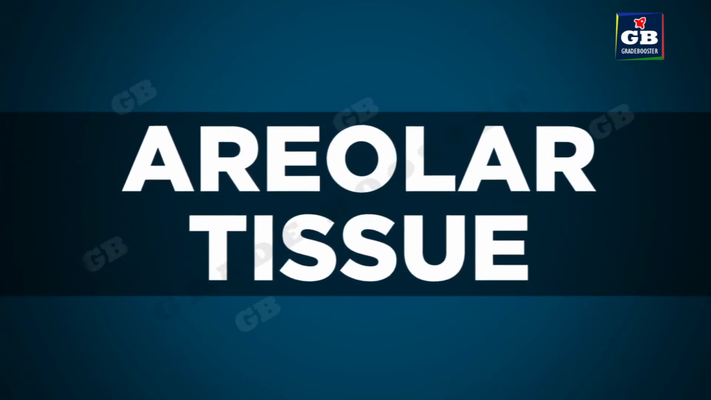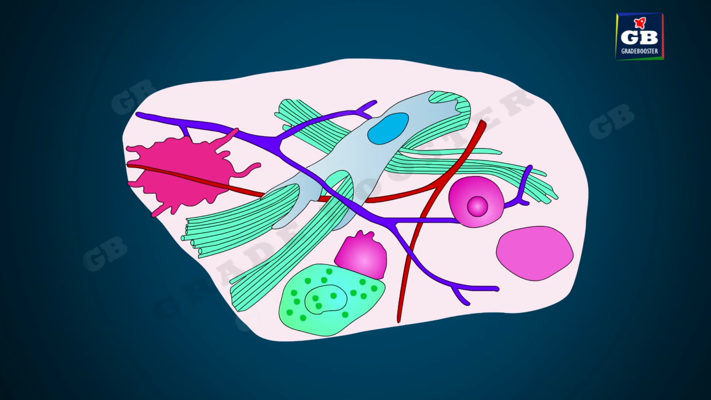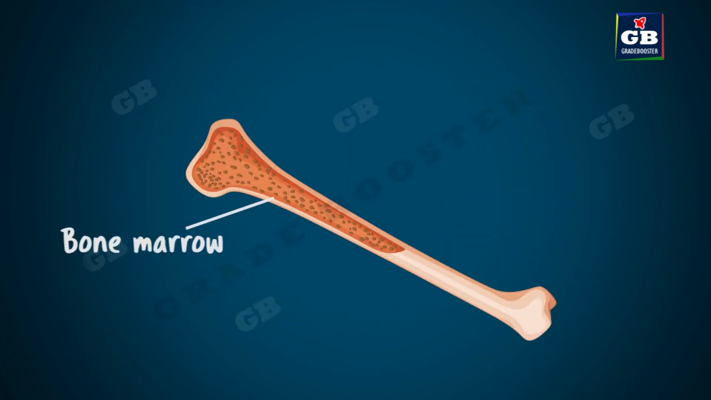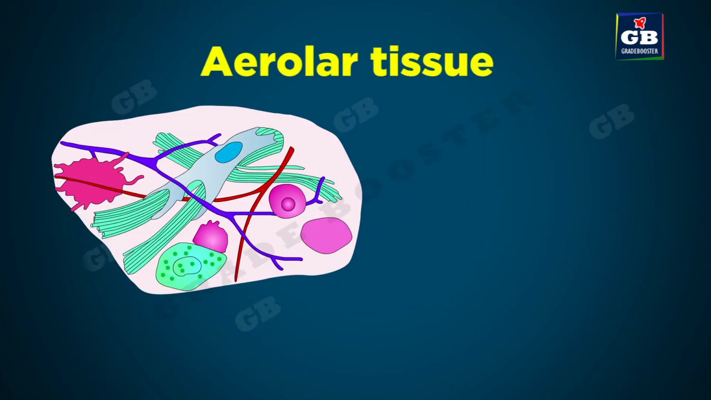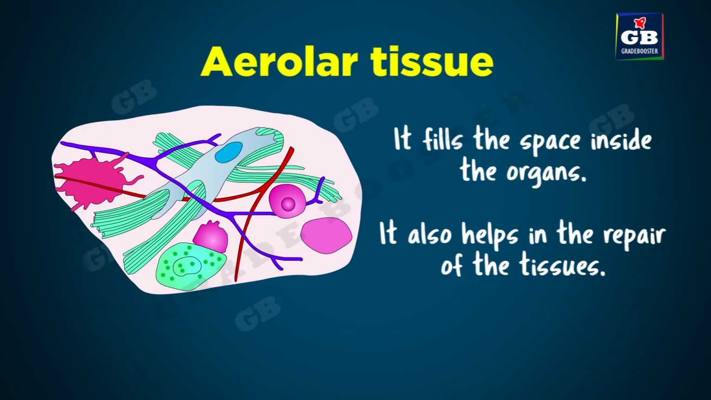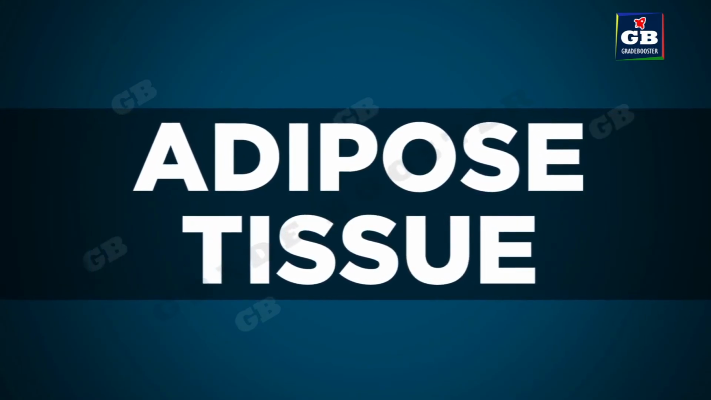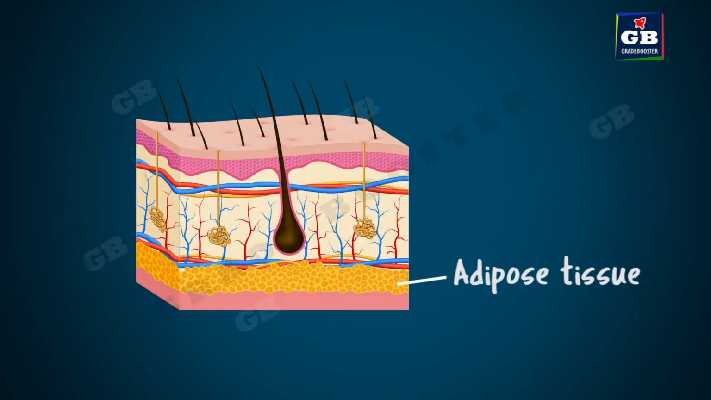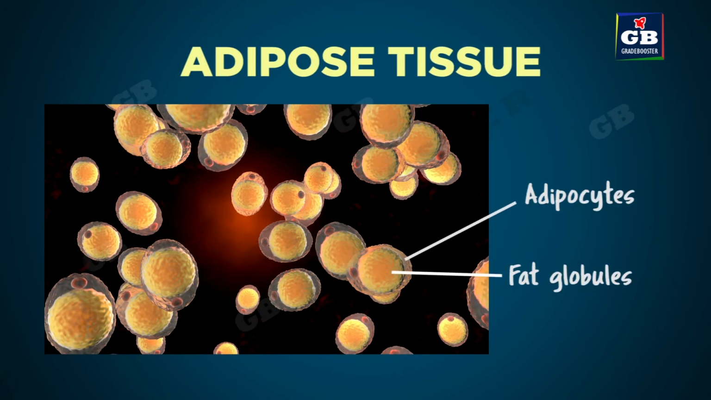The next one is areolar tissue. This tissue is present between skin and muscles. It wraps the blood vessels and nerves. It is also present in the bone marrow. What are the functions of the areolar tissue? It fills the space inside the organs. It also helps in the repair of the tissues. Now, we will see another type of connective tissue, adipose tissue. Adipose tissue is found below the skin and between internal organs. The adipose tissue contains the cells called adipocytes.